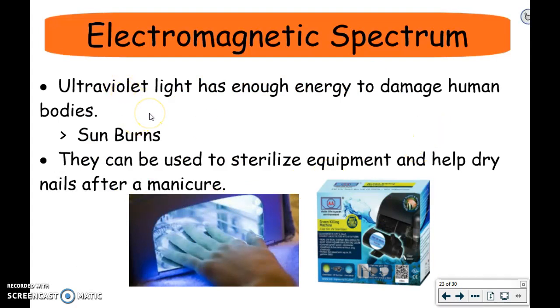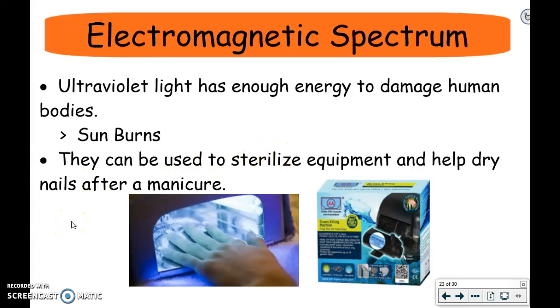And once you get to the ultraviolet light, that's where you can actually start damaging your bodies, aka sunburns. You probably see on the news all the time the UV index when you watch the weather. That's to show you how strong those photons of the UV light are that are getting to you. They could also be used to sterilize equipment and help you dry nails after a manicure.